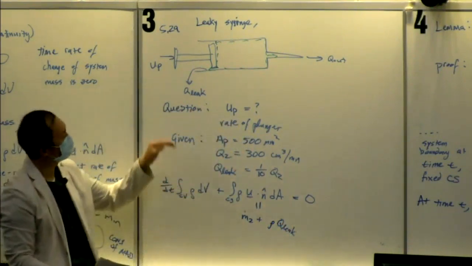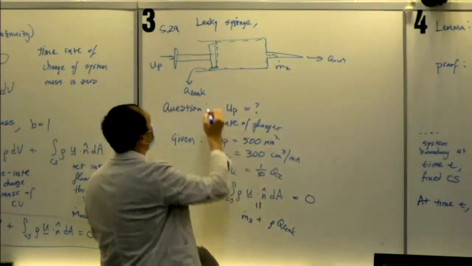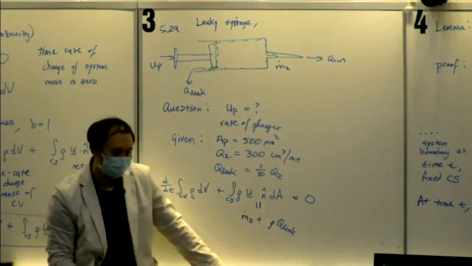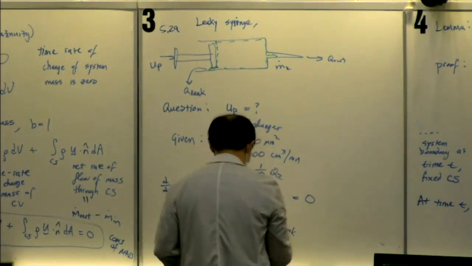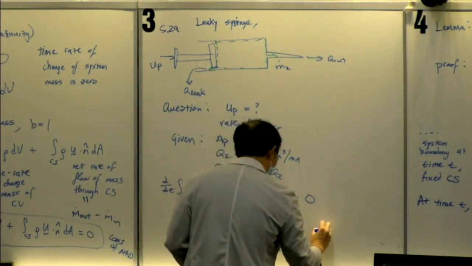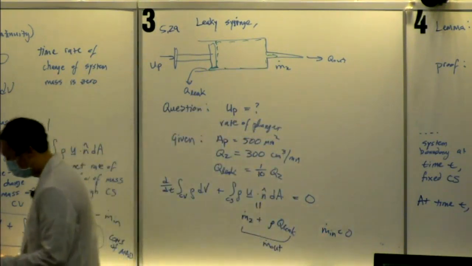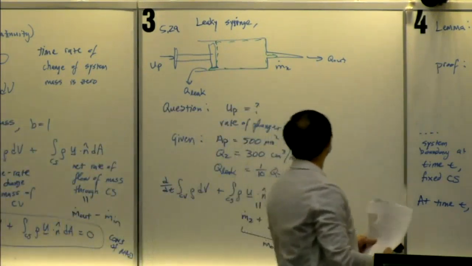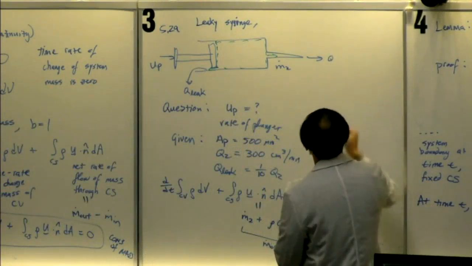M dot 2 is the mass flow rate to the right, and rho times Q leak. Q leak is the volume per time. Rho times Q leak is the mass per time. And this is also equal to m dot out, and we have m dot in. There's nothing coming in, so in this case, m dot in is 0. Is Q2 equal to Q out? Yeah, we can just call this Q2.